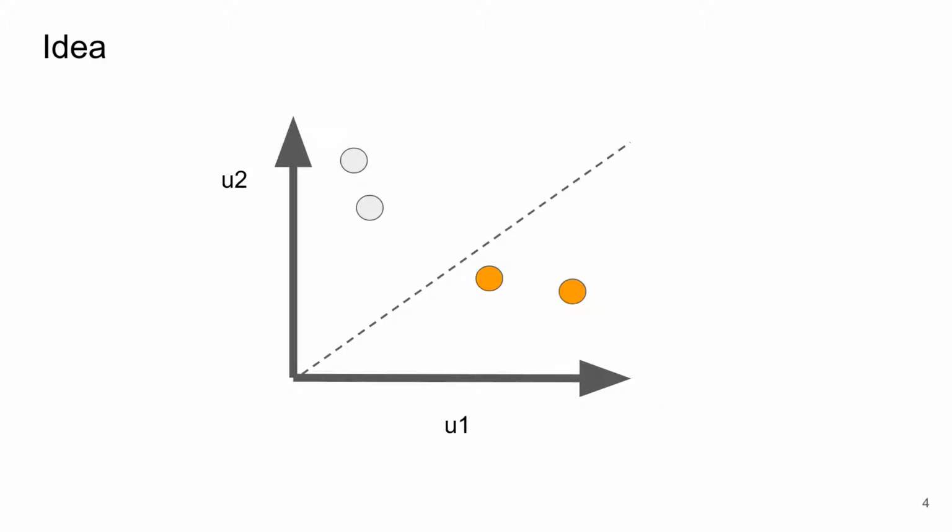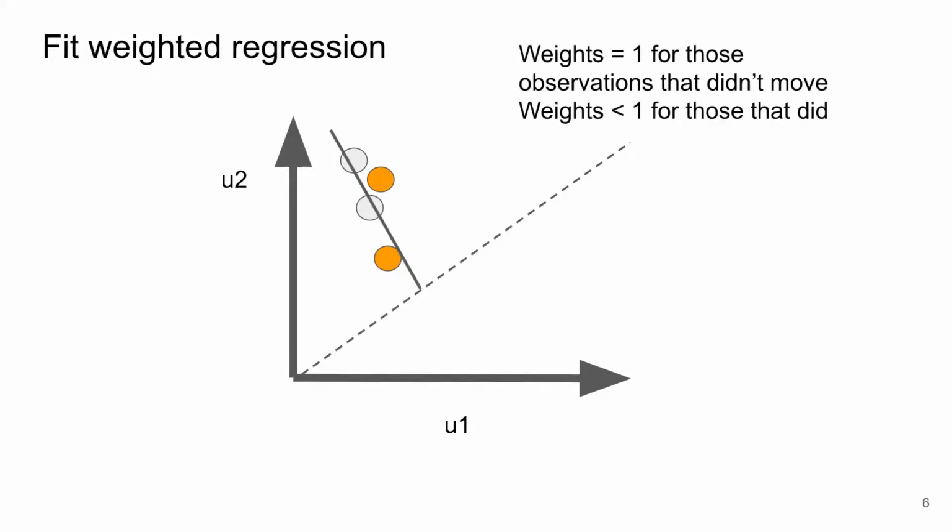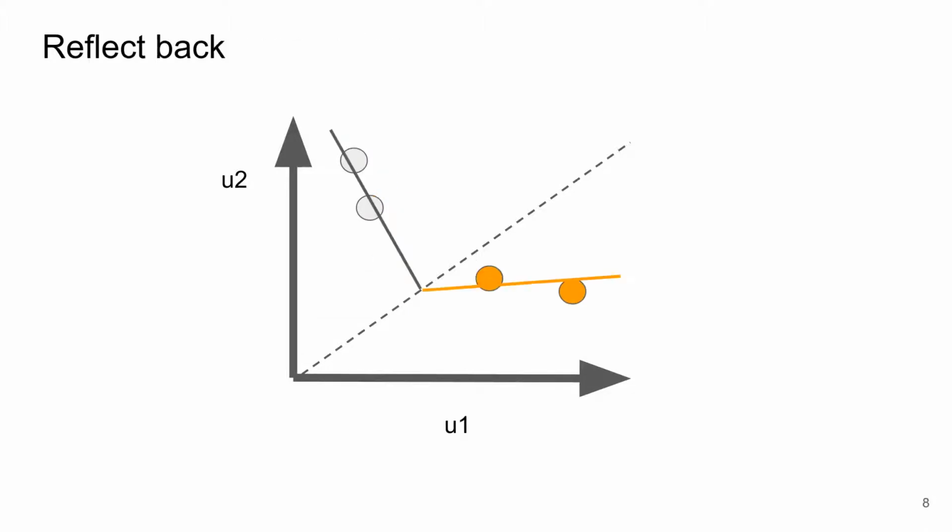Our idea to estimate the social welfare functions is to do the following. First, we fold our observations over the y equals x axis. We fit a weighted regression to those observations, where observations that had to be folded get lower weight. We fit a separate weighted regression where observations that did not have to be folded get a lower weight. And finally, we reflect back and make predictions in the original space.